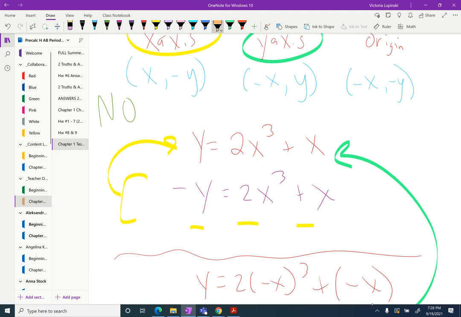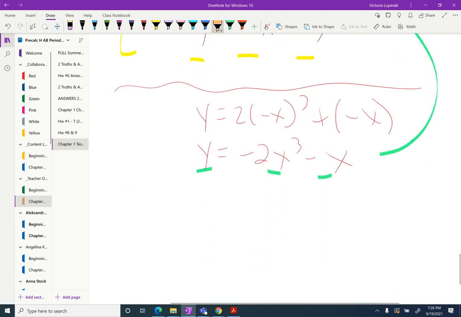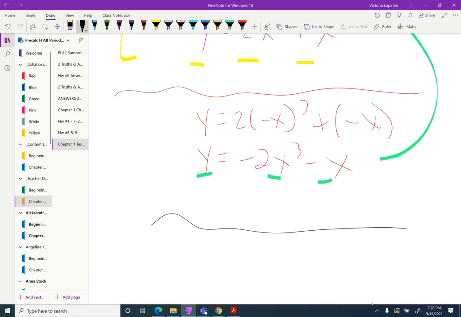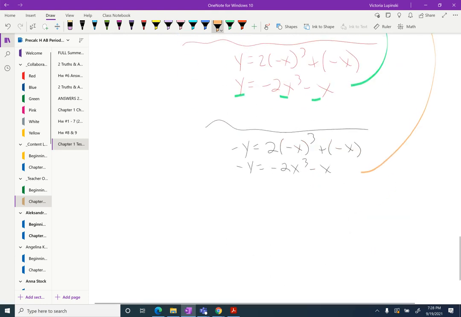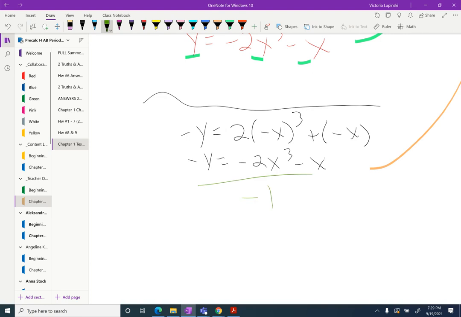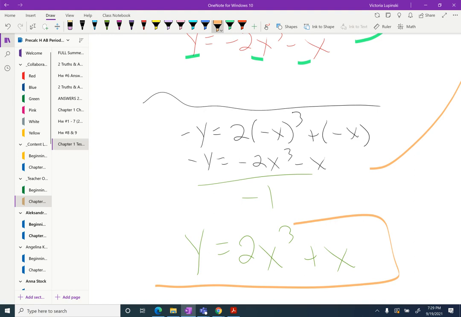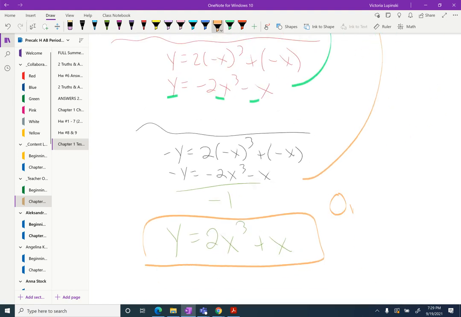The final is for origin symmetry. So for origin symmetry, you're going to make the x and the y negative and see if you can get it to go back. So if you make the x and the y negative, you're going to get negative y equals 2 times negative x cubed plus negative x. This negative y stays a negative y. If you cube a negative, you get negative 2x cubed minus x. You then want to see, is there any way to take this and turn it back to the original? Again, the only thing you could do is divide everything by a negative. And if you divide everything by a negative, everything is going to turn back positive. So the fact that you were able to get this to go back to the original is why you would say, yes, there is origin symmetry.